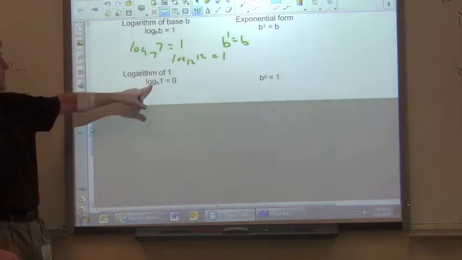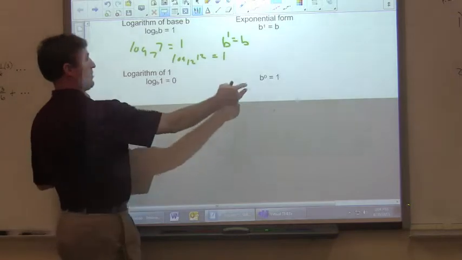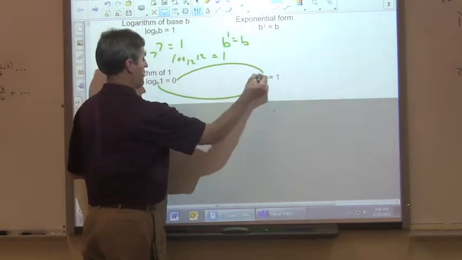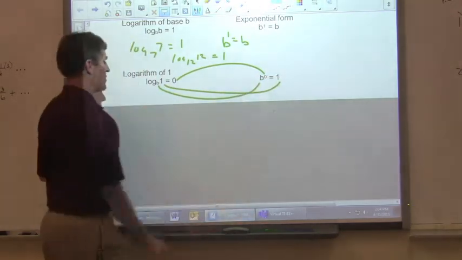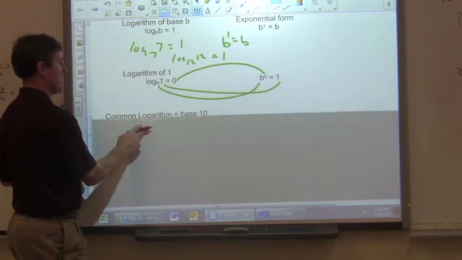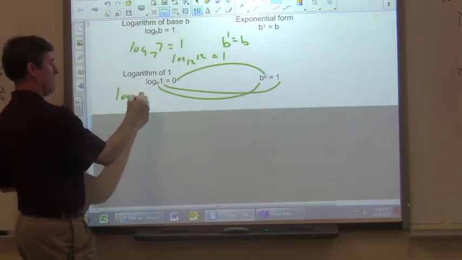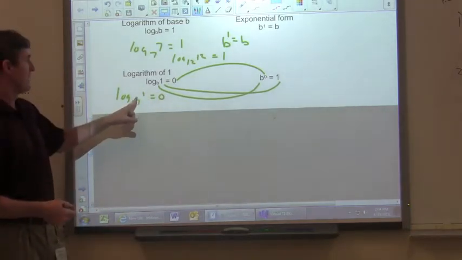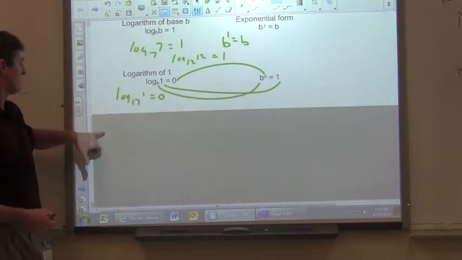Now, if I have logarithm base b of 1, that's always going to be 0. Because again, if you put it in exponential form, base, exponent, answer, we know that anything to the 0 power is 1. So it makes it pretty easy: if I have log base 17 of 1, I know the answer is going to be 0. So anytime the argument is 1, we know it's going to equal 0.